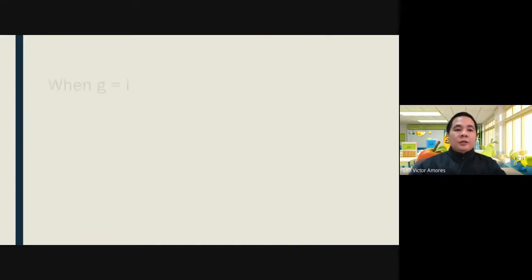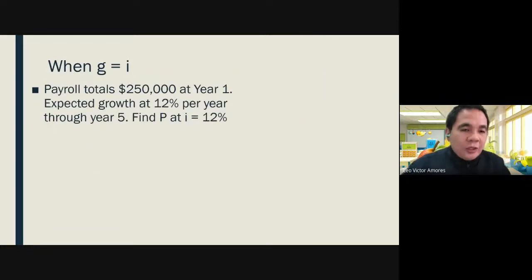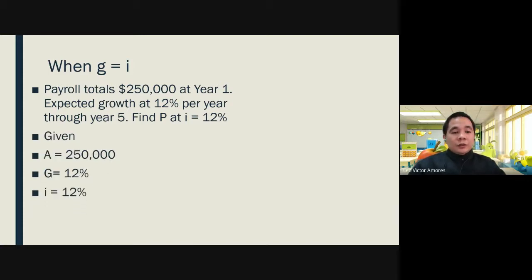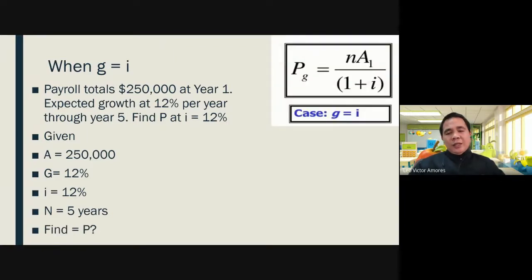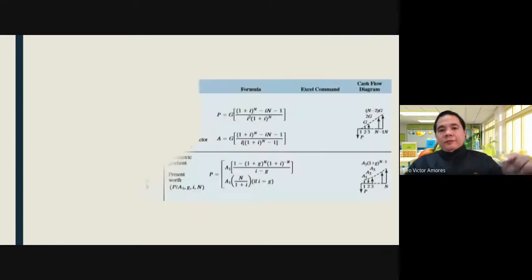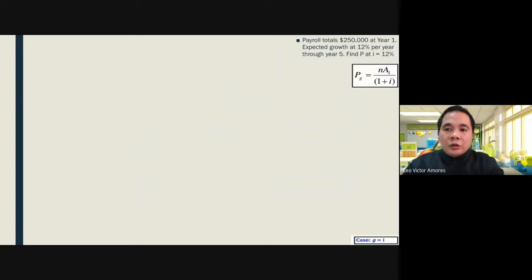Next, I'll proceed to the last topic, when your G is equal to I. Same problem, but your interest rate is the same. So that is your P of G is equal to N A1 over 1 plus I. So that is the cash flow.